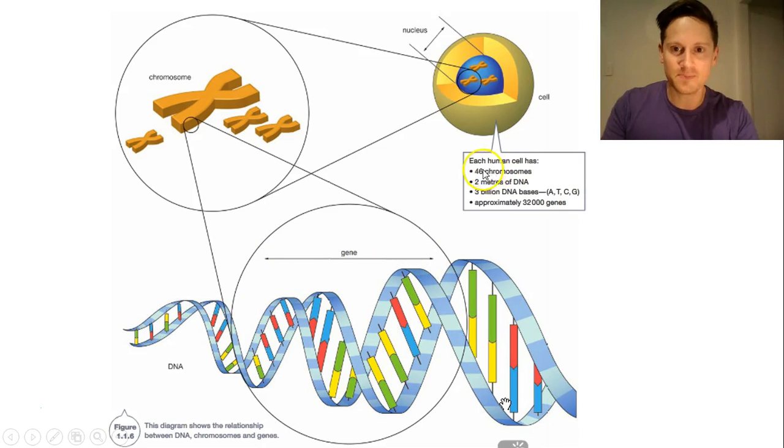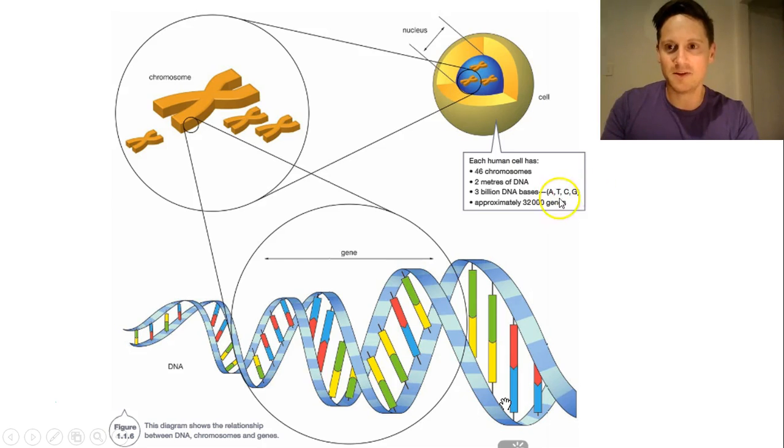A few facts here. Each human cell has 46 chromosomes, 23 pairs of chromosomes a bit more accurately. Each cell has 2 meters of DNA. Now 2 meters of DNA times billions of cells equals billions and billions of meters. Each cell has about 3 billion bases.